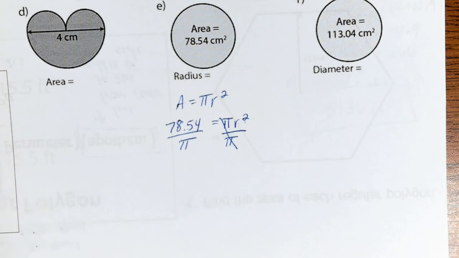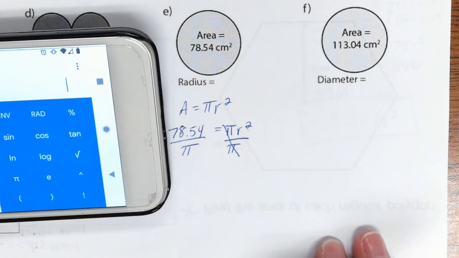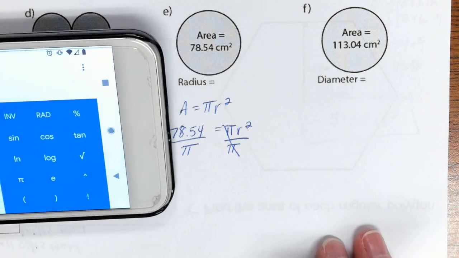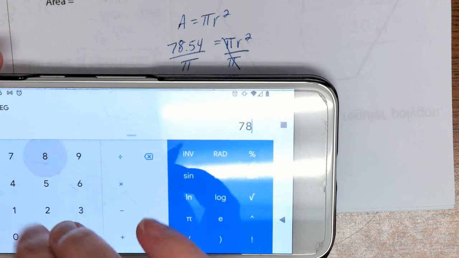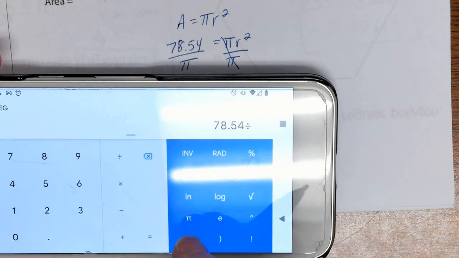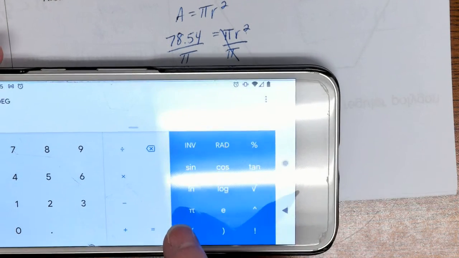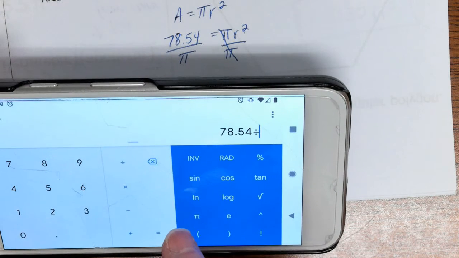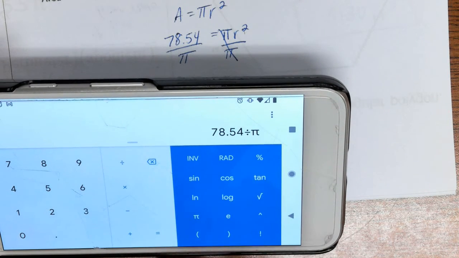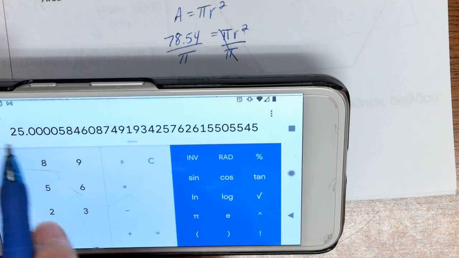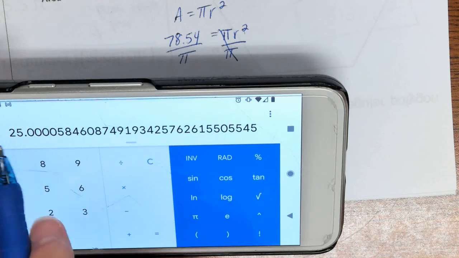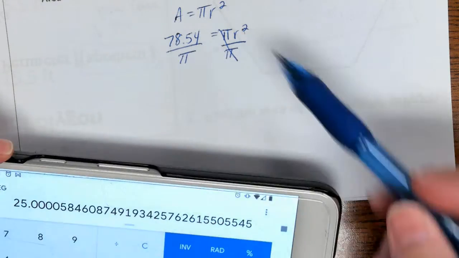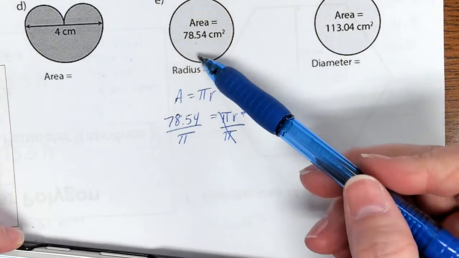We got to divide by pi to get r alone. So for that one, we can put that in our calculator. Because you can't really divide by pi in your head. So 78.54 divided by, in my calculator the pi is right here, but I have to turn my calculator sideways to see it. Alright, so that's about 25. Notice that the decimals keep going, but there's several zeros. What that probably means is this was a rounded area right here.